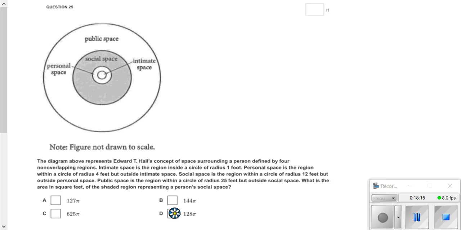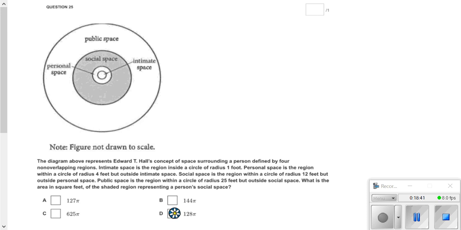Okay, we're going to talk about question 25. Okay, the irony of this question is just right all over the place. It's talking about space around people, which made me chuckle. Okay, so basically they want you to find the area of the gray region. Okay, so they talk about how you have intimate space and then personal space and then social space and then public space. And these are rings around the person. The person is the dot at the center of the diagram.